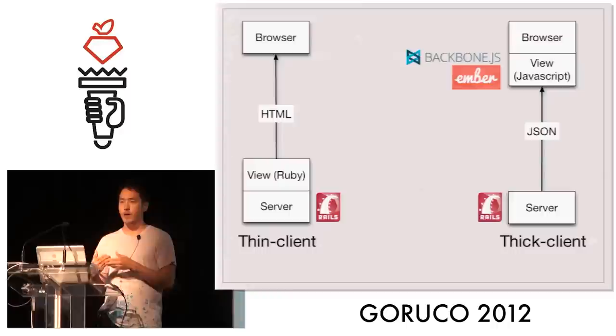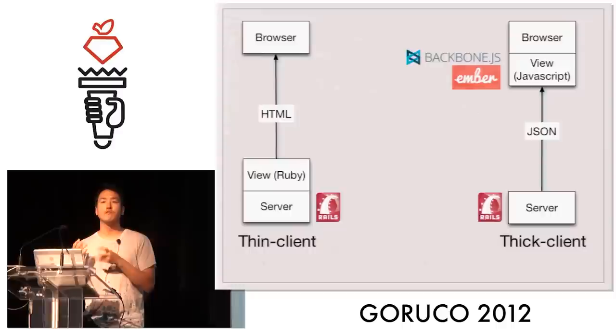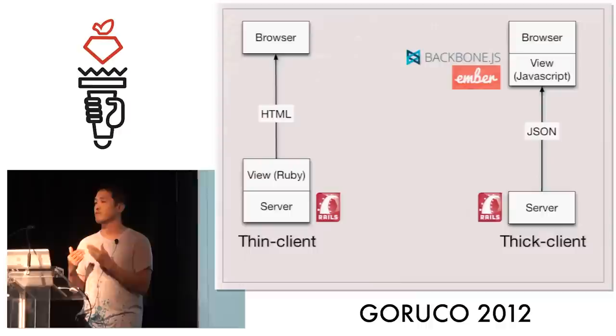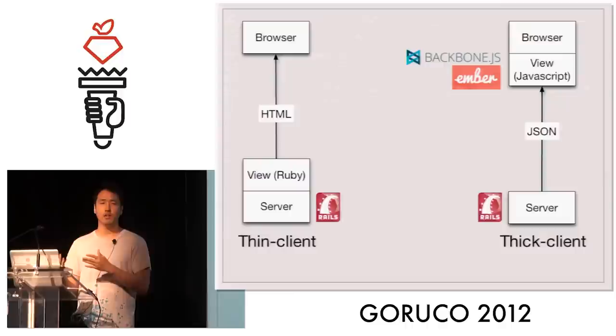Thick client is sort of the new hotness, right? Some of us are starting to do this, where you've moved the view logic into the browser using JavaScript, often contained in a framework like Backbone.js or Ember, and then the communication between the browser and the server is using a JSON-based REST interface.